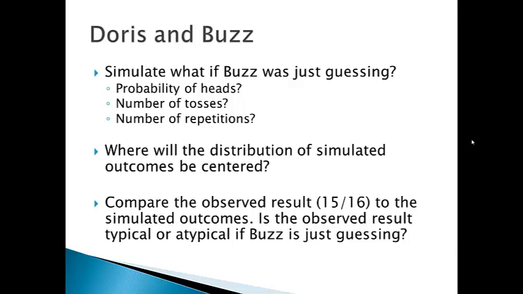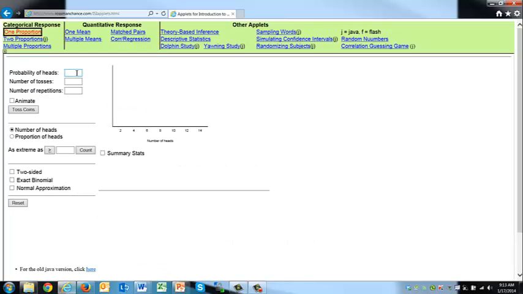Let's go to the one proportion applet. First box we need to enter is what is the probability of heads. In this case, the probability is 0.5. This represents the likelihood that Buzz pushes the correct lever if he's just guessing. In this case, we enter the number 16 for the number of tosses because Doris and Buzz looked at the light and tried to push the correct lever 16 times.